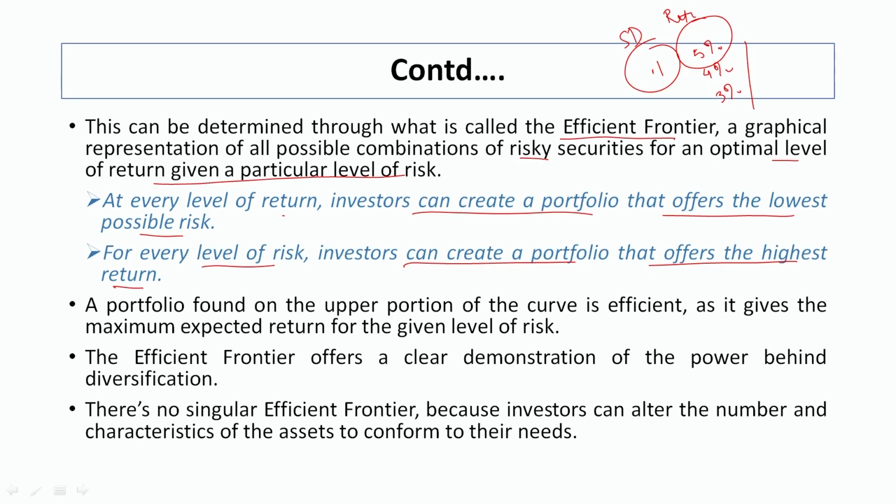It is again decided on the basis of risk nature, that is, risk averse or risk taker. So we need to understand these two fundamentals while selecting a particular portfolio. So a portfolio found on the upper portion of the curve is efficient as it gives the maximum expected return for a given level of risk. So the efficient frontier offers a clear demonstration of the power behind diversification.